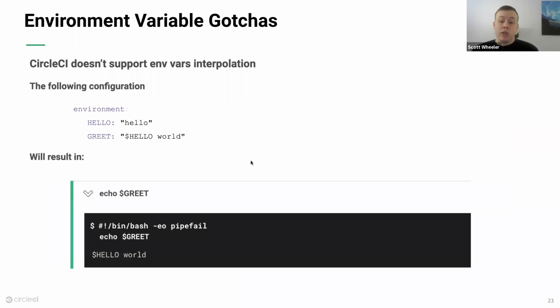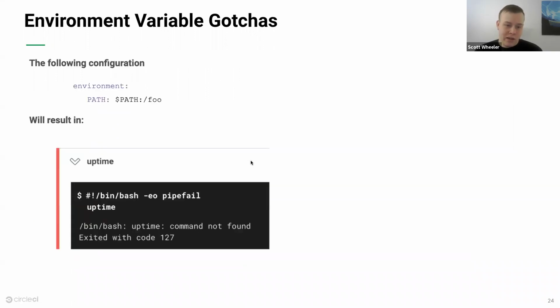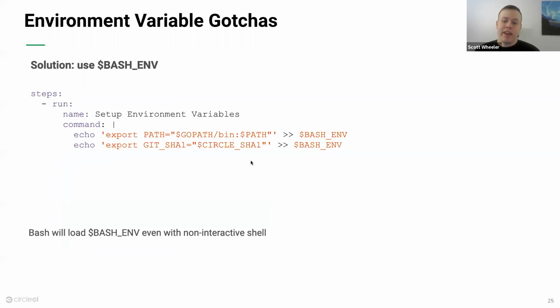Some gotchas when using environment variables. CircleCI doesn't support environment variable interpolation. Modifying the path variable directly will result in the default environment variables being overwritten. The solution to that is to export the variables using the bash environment, as suggested on the screen.